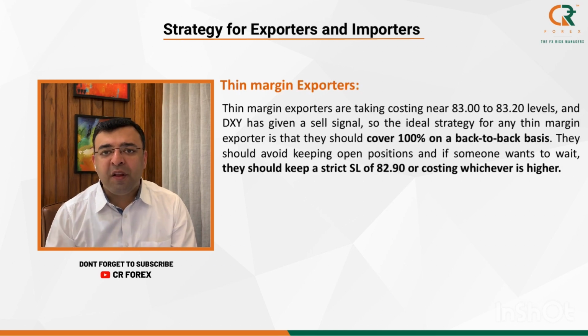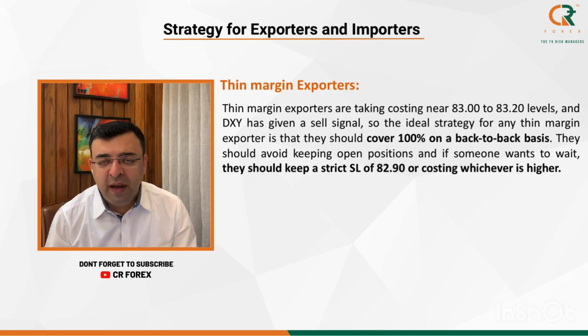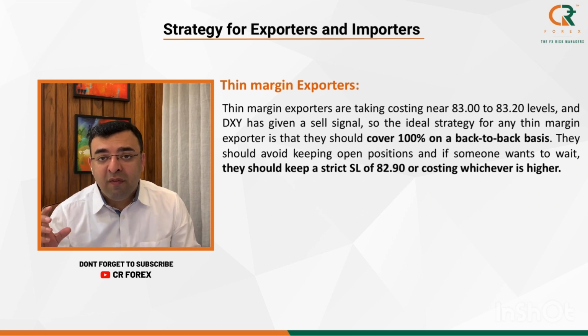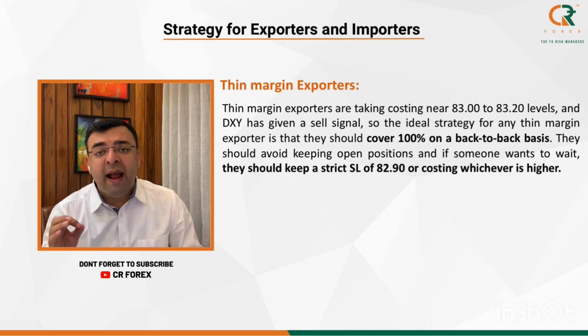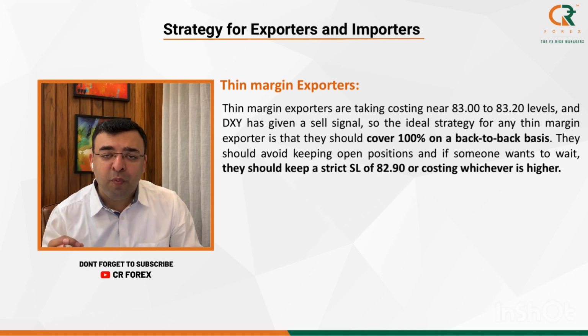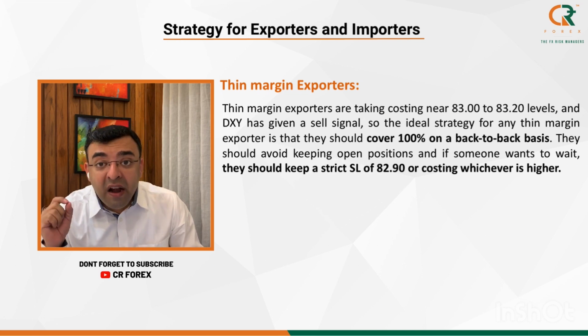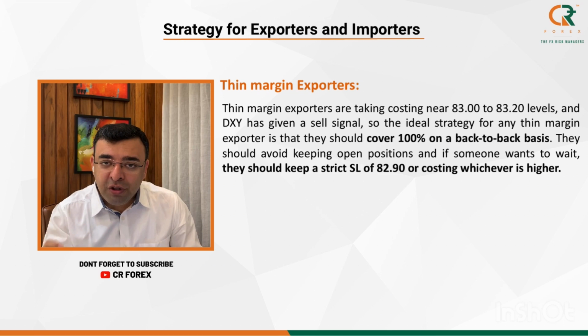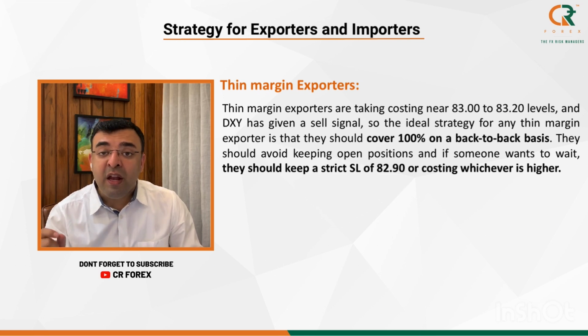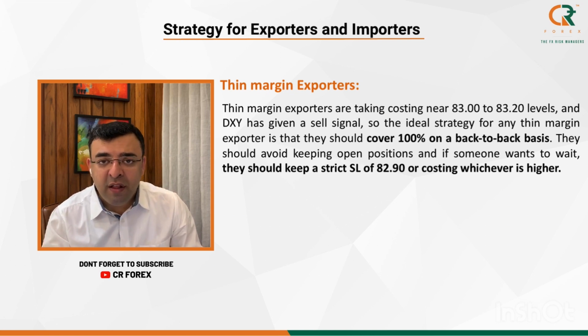A lot of thin margin exporters are taking costing near 83.10 to 83.20 kind of a level. In recent times, as we have discussed, the dollar index has given a sell signal. So in this kind of a scenario, an ideal strategy for any thin margin exporter is that they should cover 100% of their open position between 83.10 to 83.30 kind of level. If anyone wants to wait, they should keep a strict stop loss of 82.90 or costing, whichever is higher.